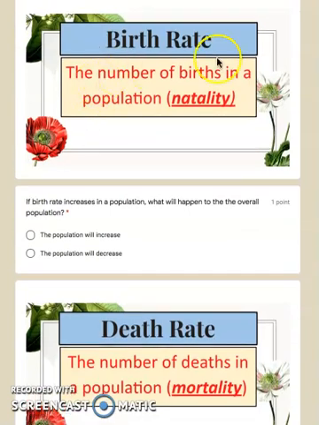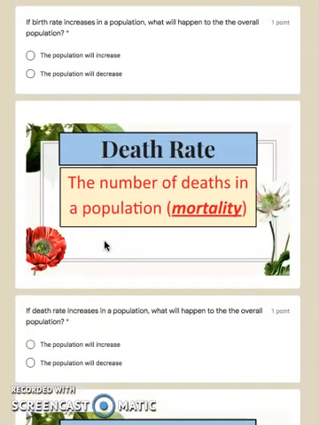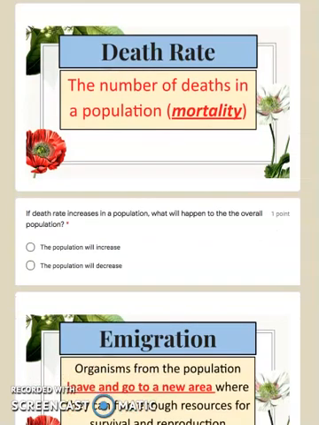All right, so remember birth rate. Birth rate is the number of births in a population. If birth rate increases in a population, what will happen to the overall population? Will the population increase, or will the population decrease? Death rate is the number of deaths in a population. If death rate increases in a population, what will happen to the overall population? Will the population increase, or will the population decrease?